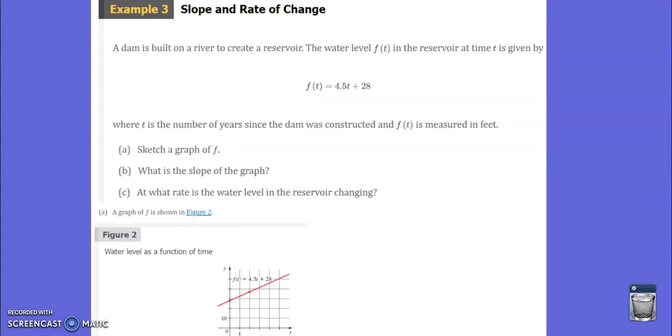So if you look at example 3, look at this word problem here. A dam is built on a river to create a reservoir. The water level in the reservoir at time t is given by this function. So what we want to do is A, sketch the graph, and notice you can easily sketch this, but I do want you to notice we've got t as the x-axis and y. As the water rises, the function is based on time, so f of t. I just want you to notice the notation of this. So we are sketching that function.